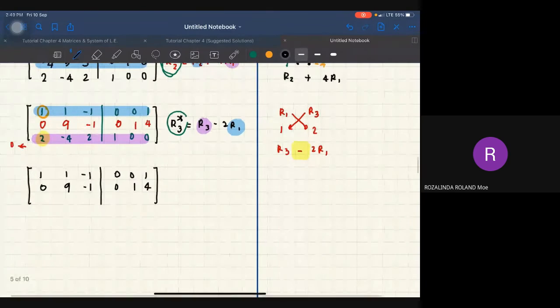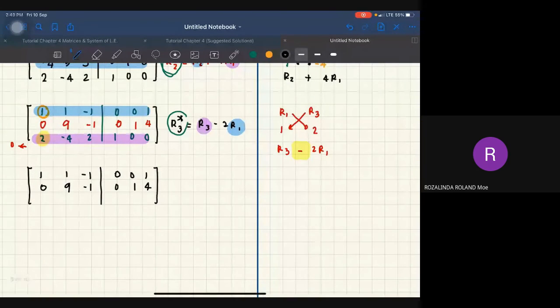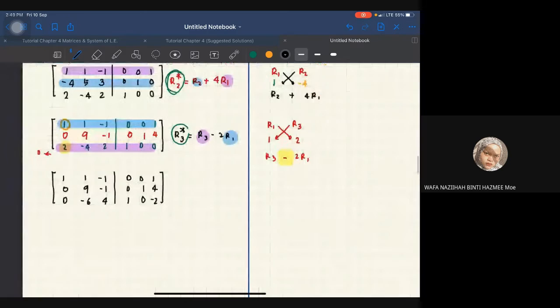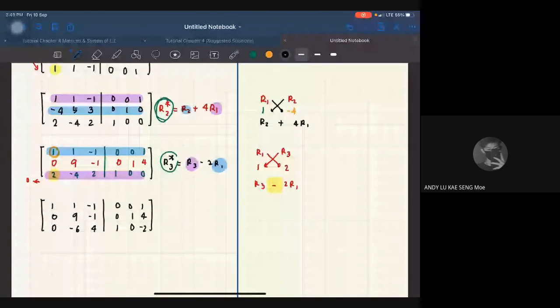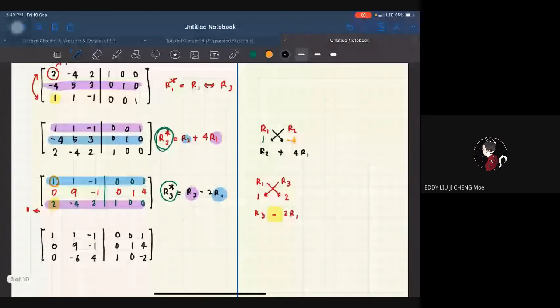So, adakah semua orang dapat jawapan yang sama? Ya. Okay, good. Alright, setakat ini, ada soalan tak? As of now, do you have any question? Does it become clearer to you macam mana nak buat ERO method? Okay, so kalau tak ada soalan, kita teruskan.